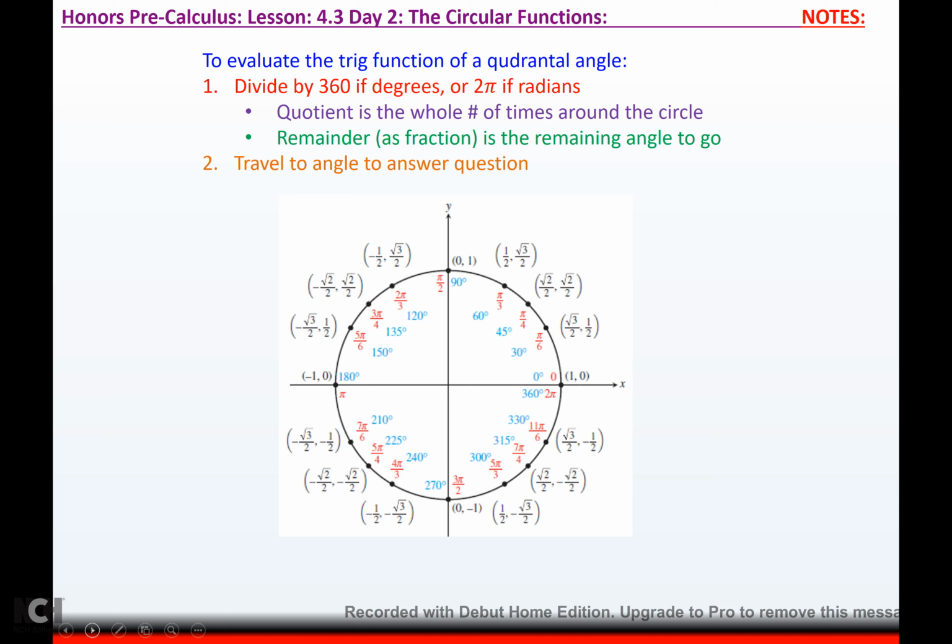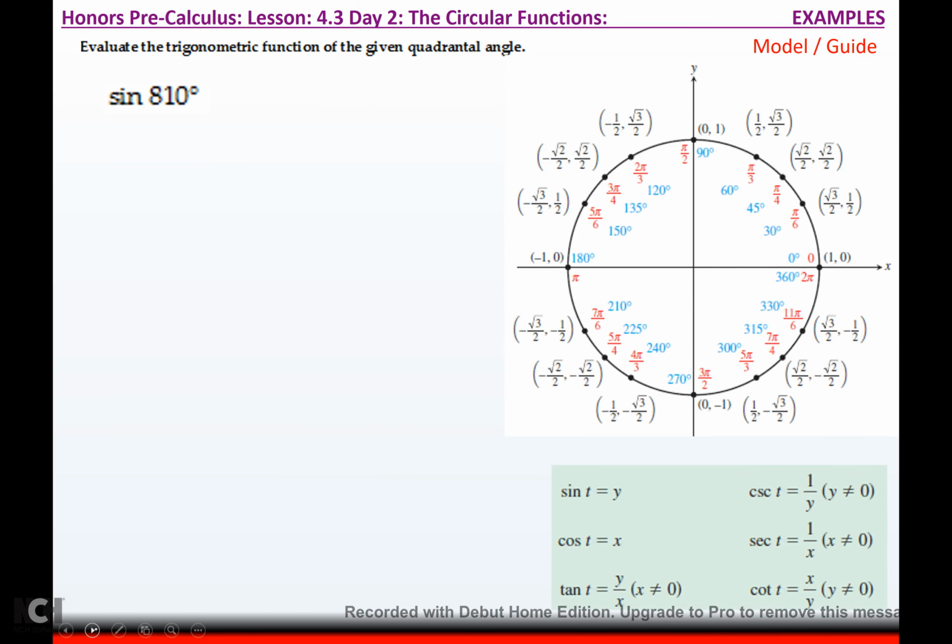Alright. To evaluate the trig function of a quadrantal angle. Quadrantal means that it's at 0. That's a quadrantal angle. 90 degrees is a quadrantal angle. 180 degrees is a quadrantal angle, 270 is a quadrantal angle, and 360 is a quadrantal angle. Quadrantal means it's on the axis. It's one of those 4 angles. Okay? So it says sine of 810 degrees.